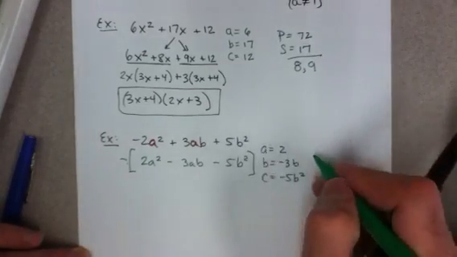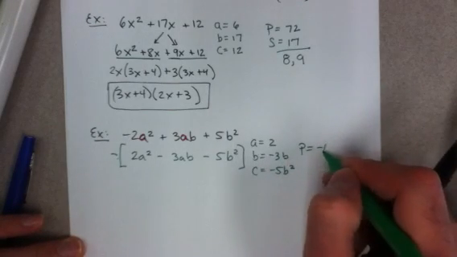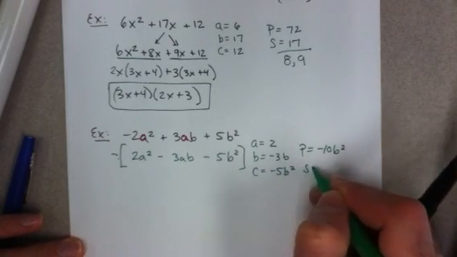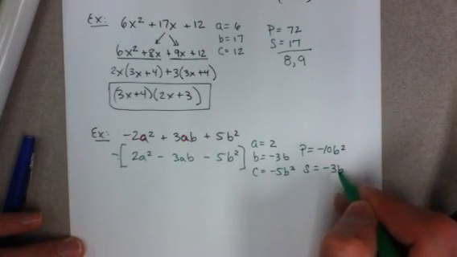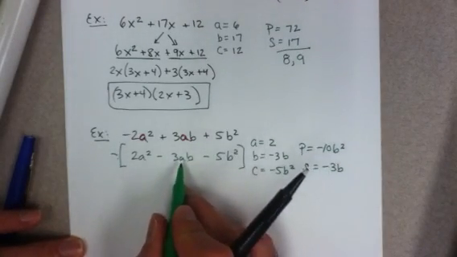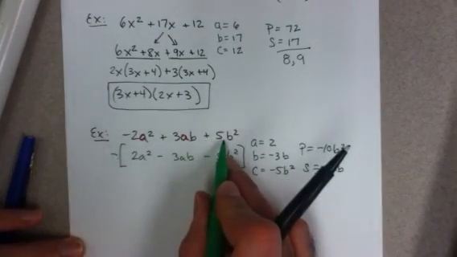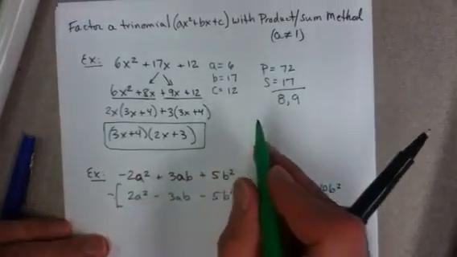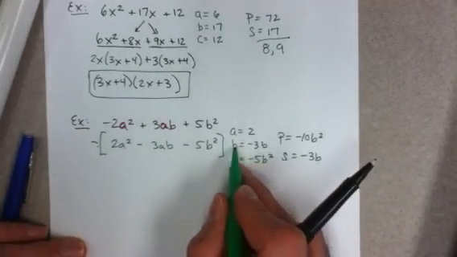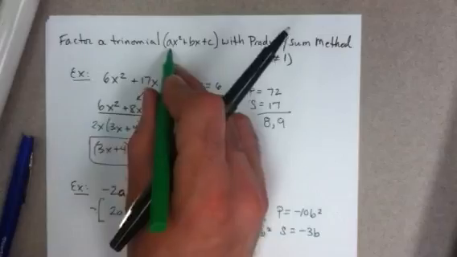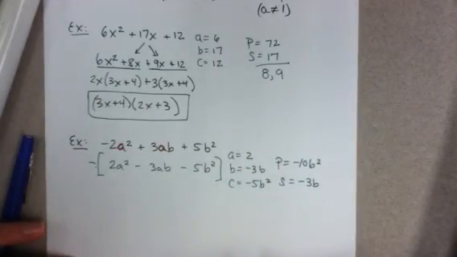Now the product sum method works like this. The product is a times c, which in this case would be negative 10b squared. And the sum is b, which in this case is negative 3b. Okay, it's also kind of confusing because this happens when the letter in your particular problem happens to be the same as a letter used in a formula. So be clear that this b is not the same as this b. These are the a, b, and c coefficients from this form. These are the b's in our actual problem.